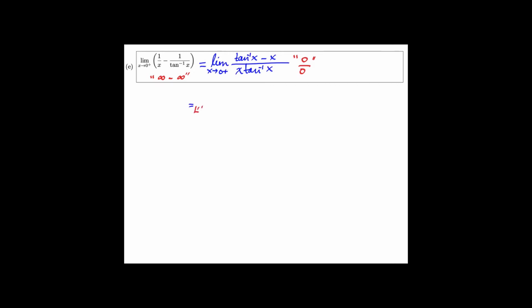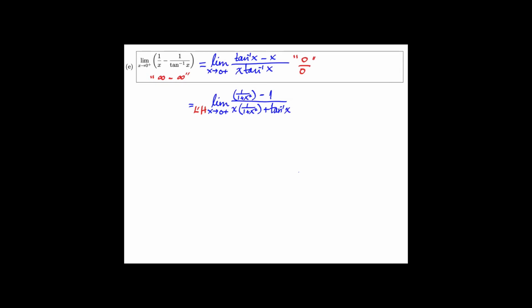So using L'Hopital's rule, we get the limit as x approaches 0 from the right of the derivative of the top, which is 1 over 1 plus x squared minus 1, over the derivative of the denominator. Well, we have to use the product rule here. So it's the first times the derivative of the second plus the second times the derivative of the first.